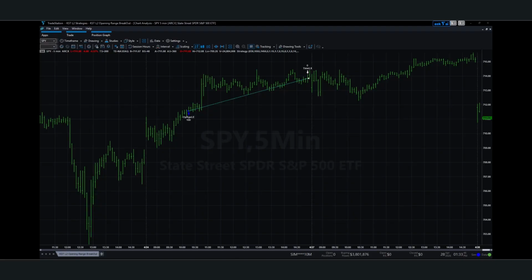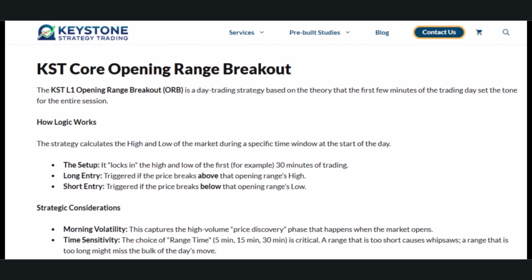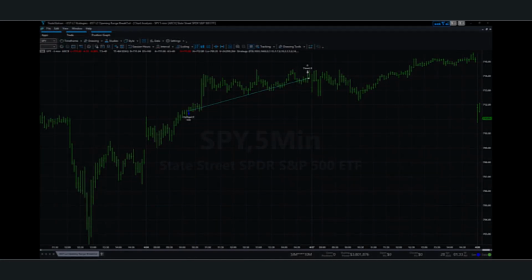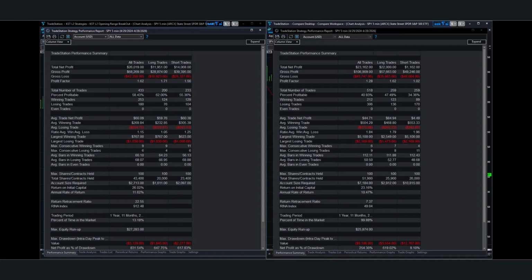Today we will be demonstrating one of these strategies and how applying these filters and exits can improve the overall performance metrics. Today we're spotlighting the opening range breakout strategy. For this test, we're looking at the SPY on a 5-minute interval with a 15-minute opening range, a classic setup for capturing early morning volatility.